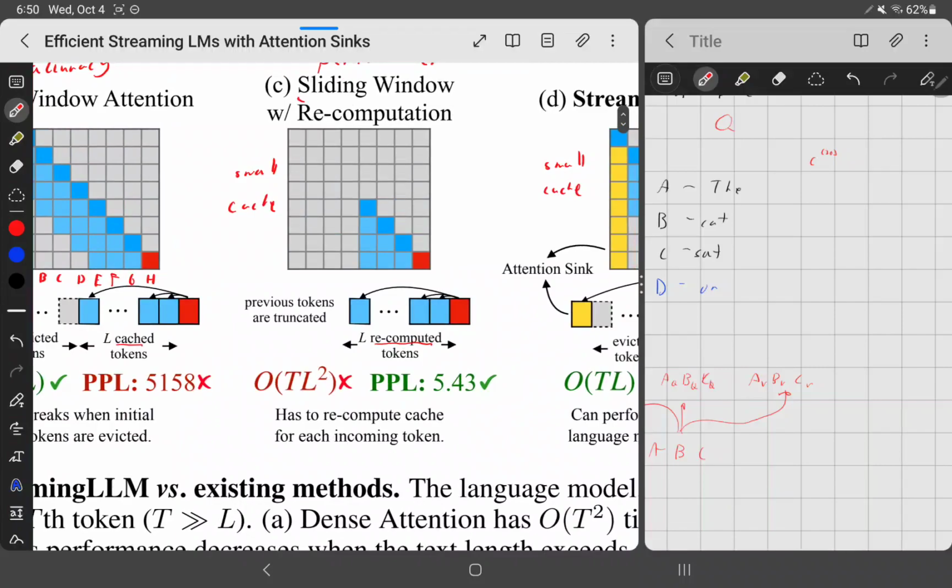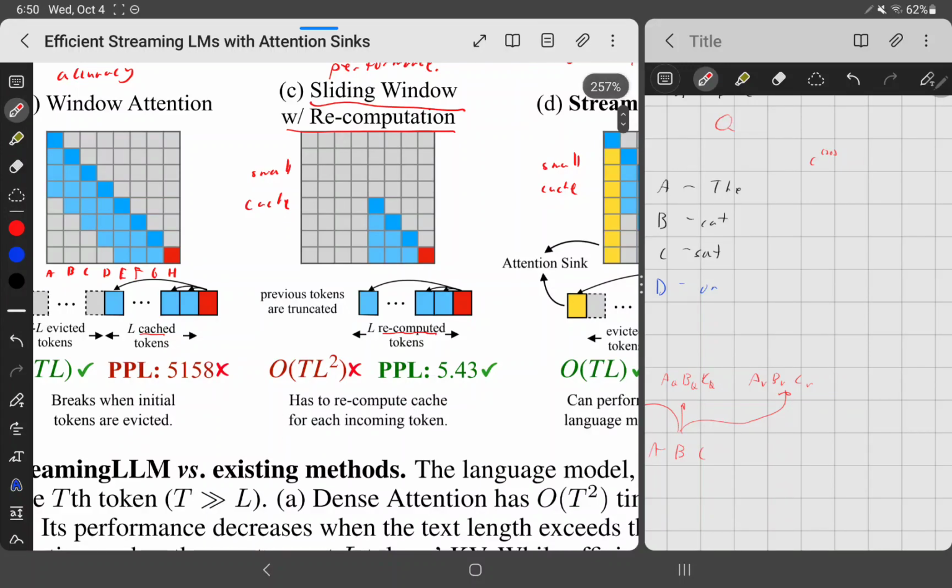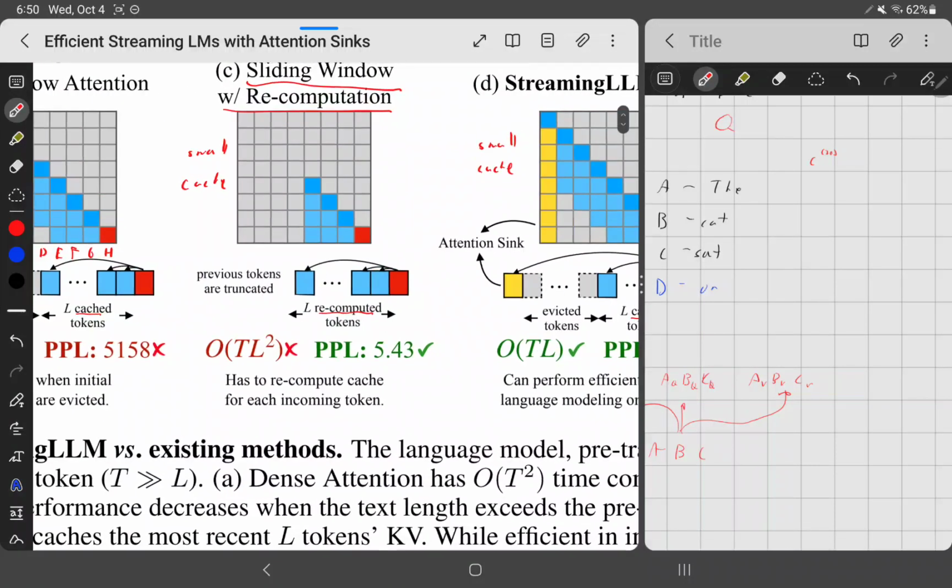Now, if we look here, a sliding window attention where you recompute the cached values, so you're no longer caching them, the perplexity is much better, and that's because the cached values are not the exact same as if you were to recompute them. So you recompute this information here, and it works better. The perplexity is lower, but it's on the order of T L squared. So you have to recompute the cached values, and that increases the complexity.